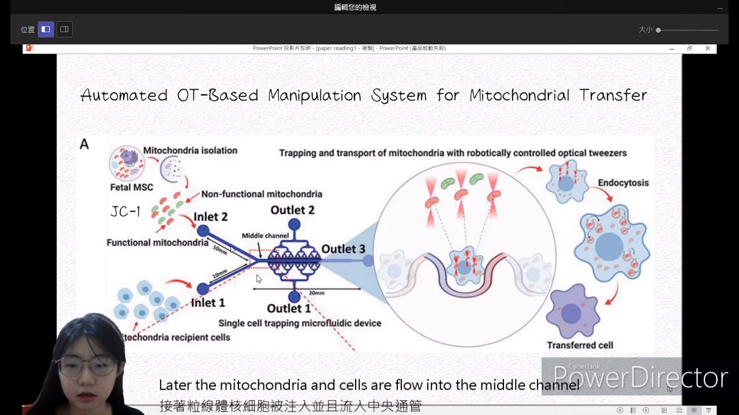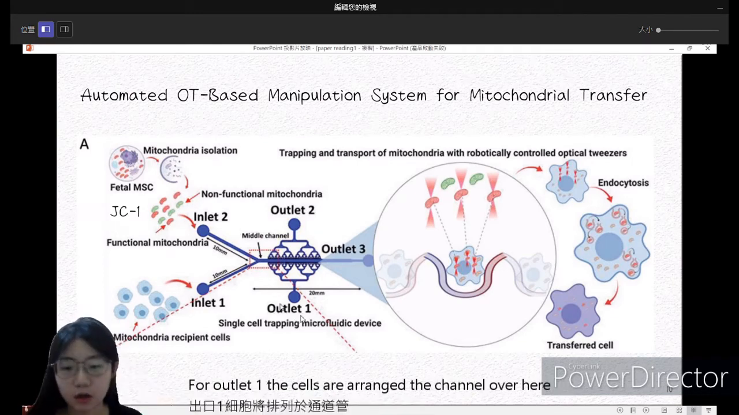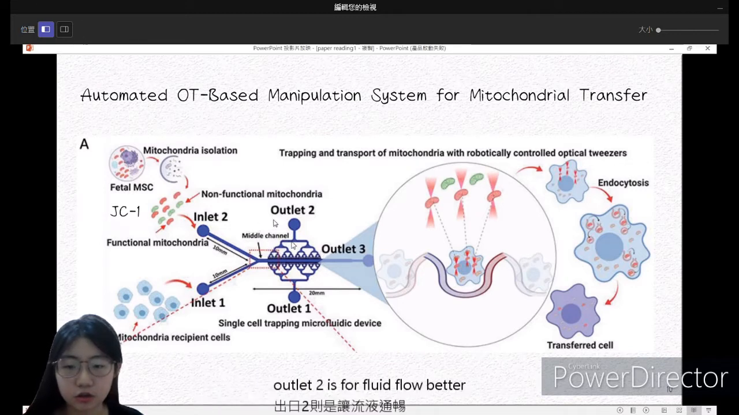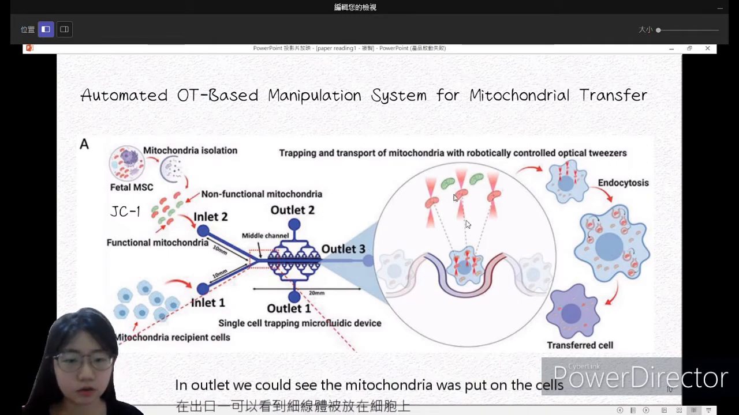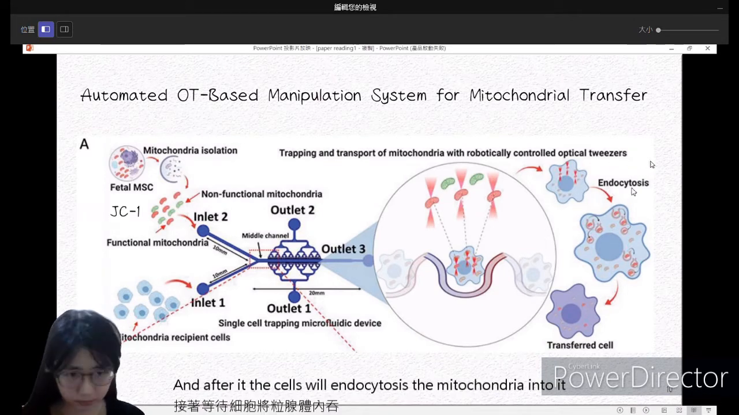Later, the cells and the mitochondria were rolled into the middle channel, and for outlet 1, the cells are arrayed over the channels over here, and outlet 2 is for the fluid flow better, and outlet 3 is to collect the cells. For outlet 1, you see the mitochondria was put on the cells. And after it, the cells will endocytose the mitochondria into it.